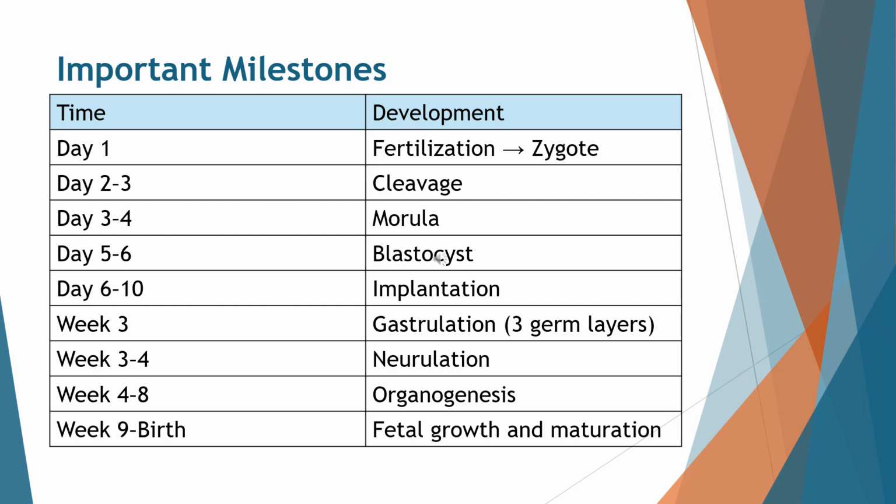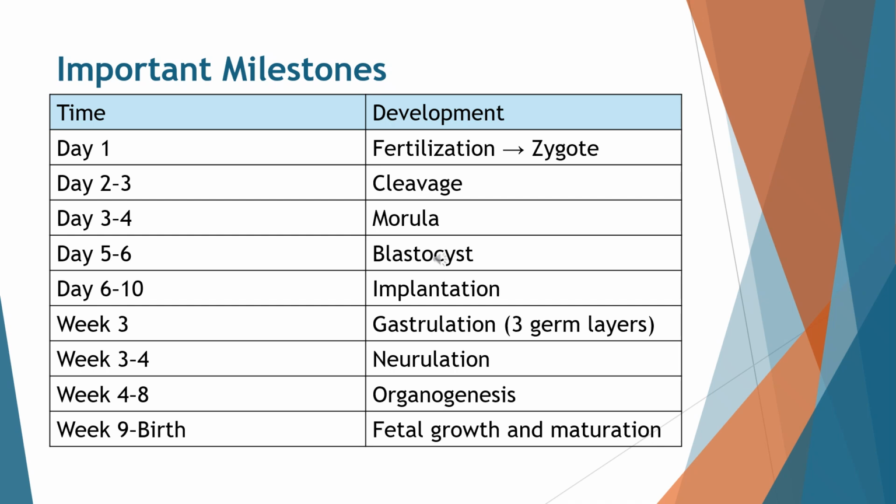In week 3, gastrulation occurs. During this process, the 3 primary germ layers, Ectoderm, Mesoderm, and Endoderm, are formed. These germ layers will later give rise to all the organs and tissues of the body. During week 3 to week 4, neurulation takes place.